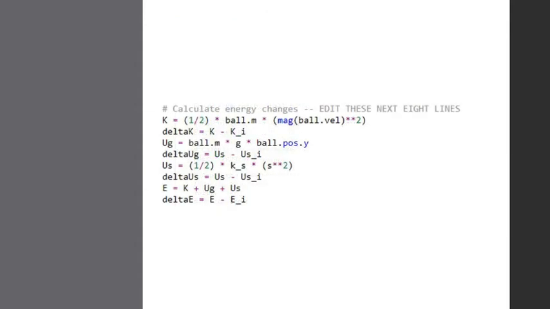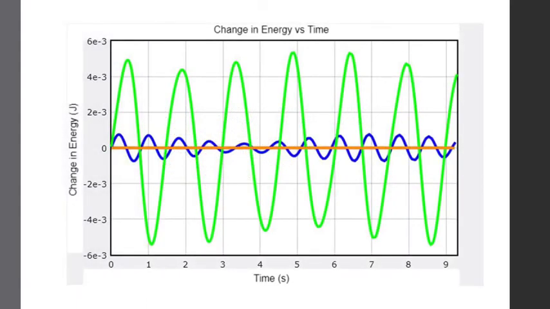Next, this is still within our calculation loop. We are calculating the energies again and then calculating the changes in energy, which we'll plot on our graph, as you'll see shortly. In the energy graph, the blue line represents the change in kinetic energy, the green line represents the change in the spring's potential energy, and the orange line represents the total change in energy, which is none, which aligns with our ideas regarding how the energy should change when the system is not giving energy to the surroundings.